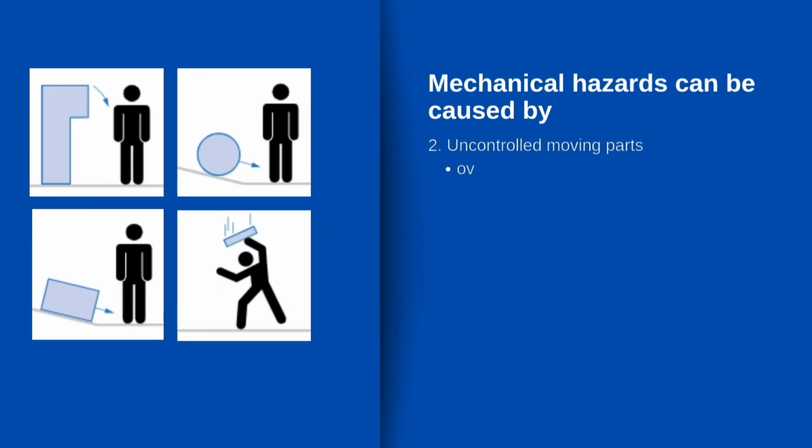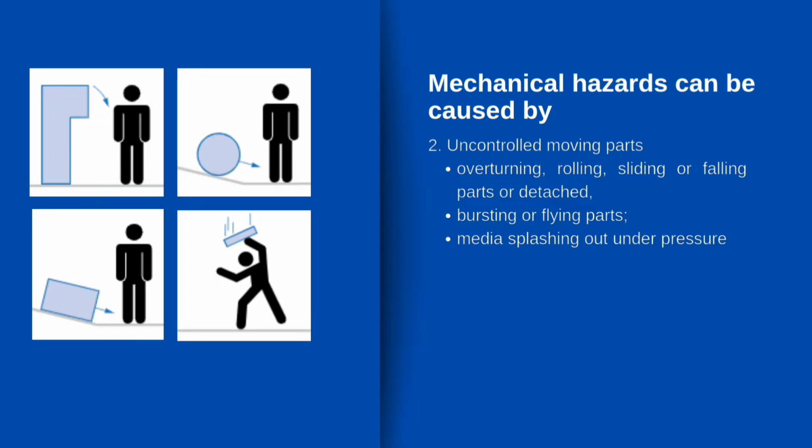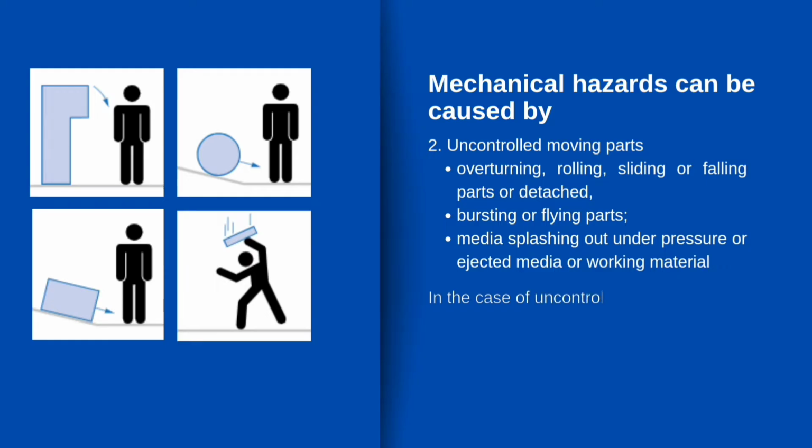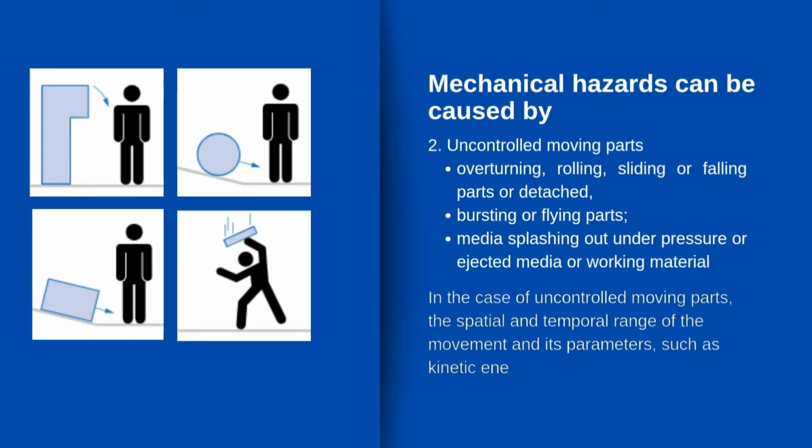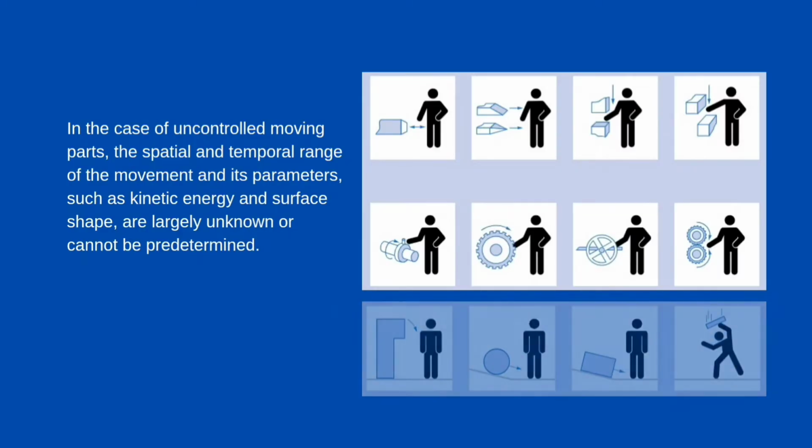Uncontrolled moving parts, such as overturning, rolling, sliding, or falling parts or detached, bursting or flying parts and media splashing out under pressure or ejected media or working material. In the case of uncontrolled moving parts, let's check on this photo. The spatial and temporal range of the movement and its parameters, such as kinetic energy and surface shape, are largely unknown or cannot be predetermined. This is how they differ from controlled moving parts.